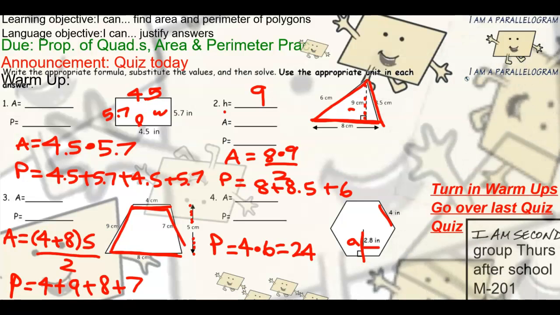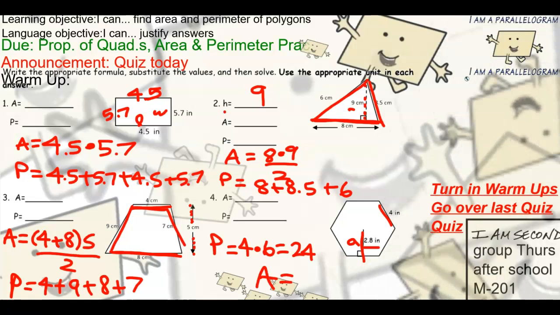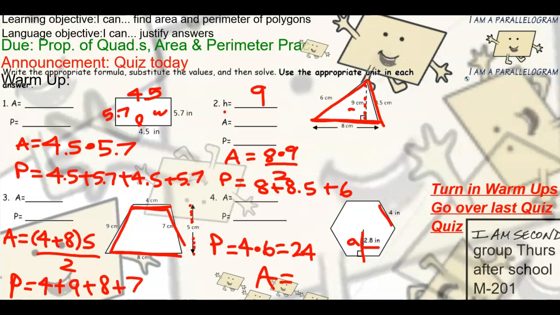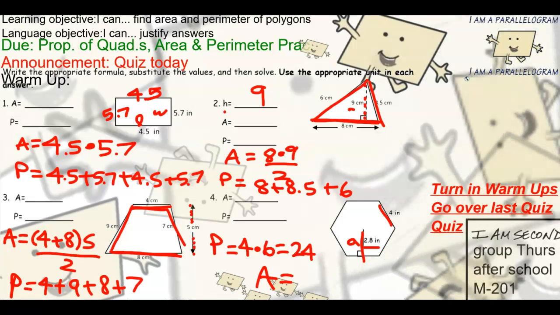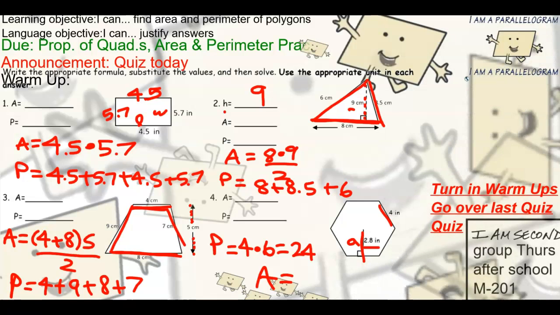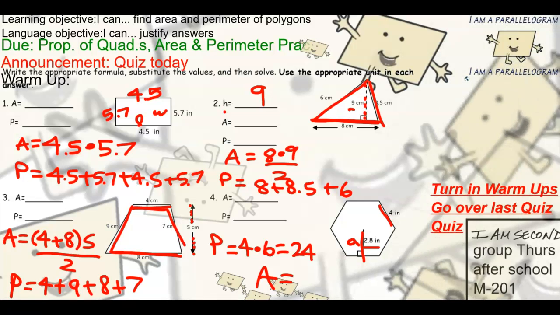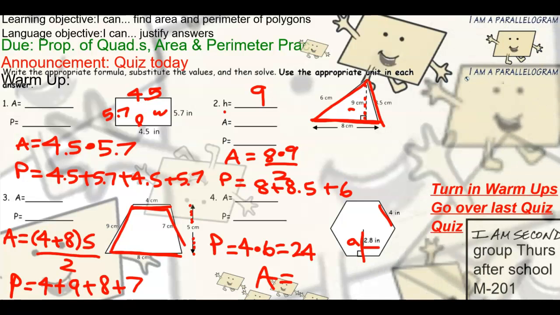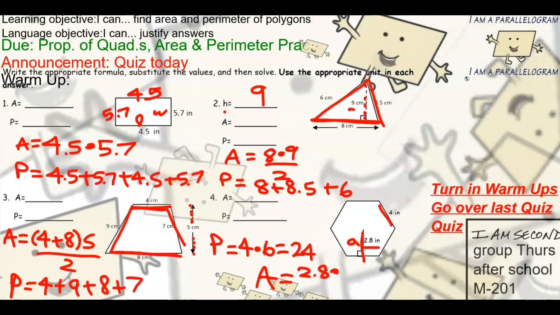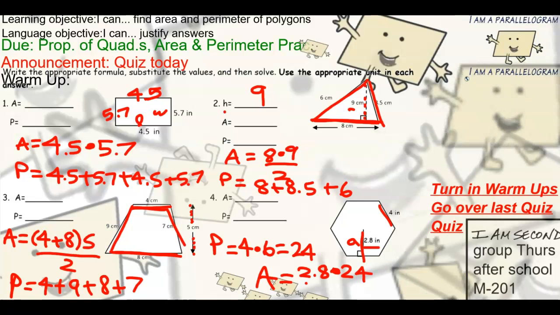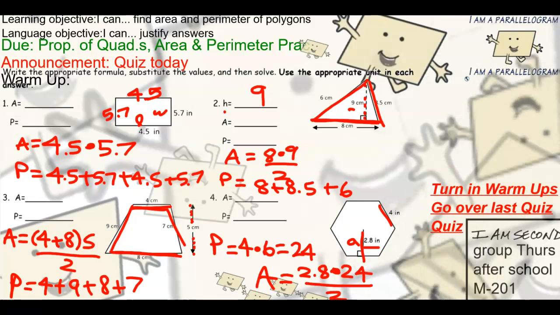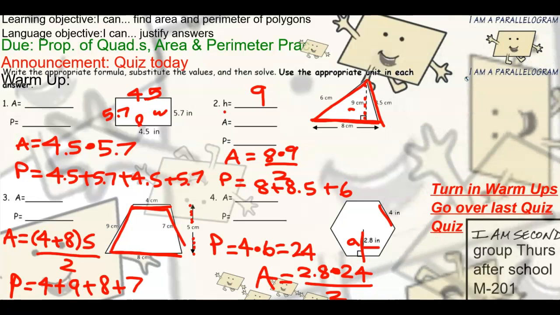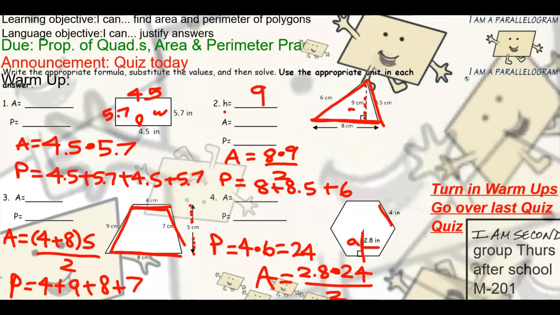Now, find that area. A, little a, is 2.8, right? Big P, we just figured out, 24. Can you do a times P divided by 2? So 2.8 times 24 divided by 2, right? And you could multiply those and divide by 2 and get your answer, yeah?